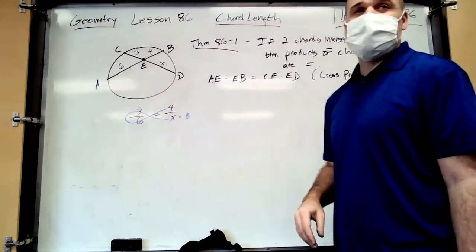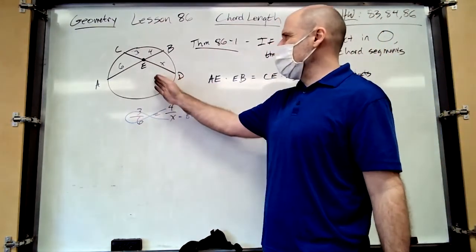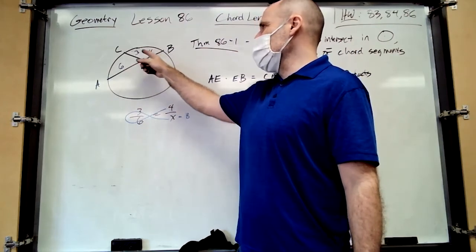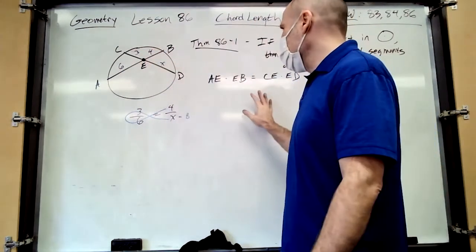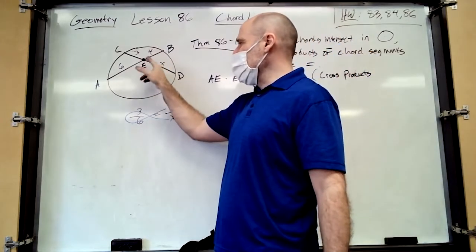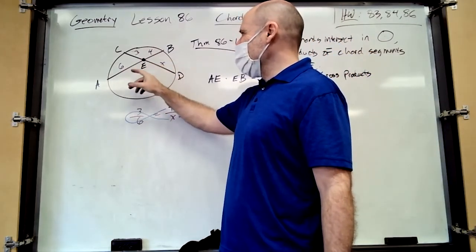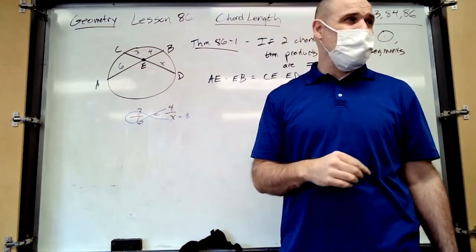So technically, since this is a proportion, we could say one of the segments times one of the segments has to equal the other segment times the other segment. But we don't have to overcomplicate that. Basically, all we need to know is that the product of these two chords has to equal the product of these two chords. Or not chords, the segments.